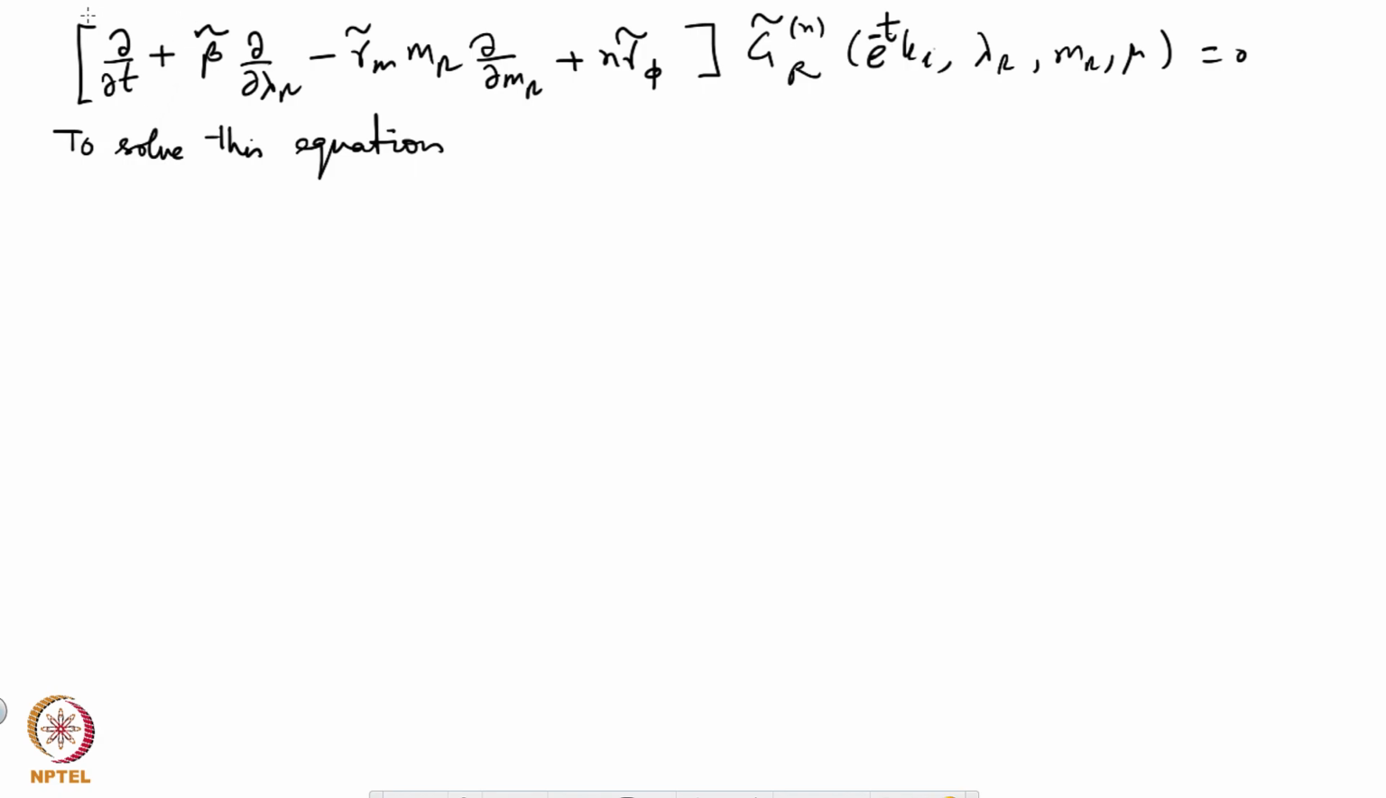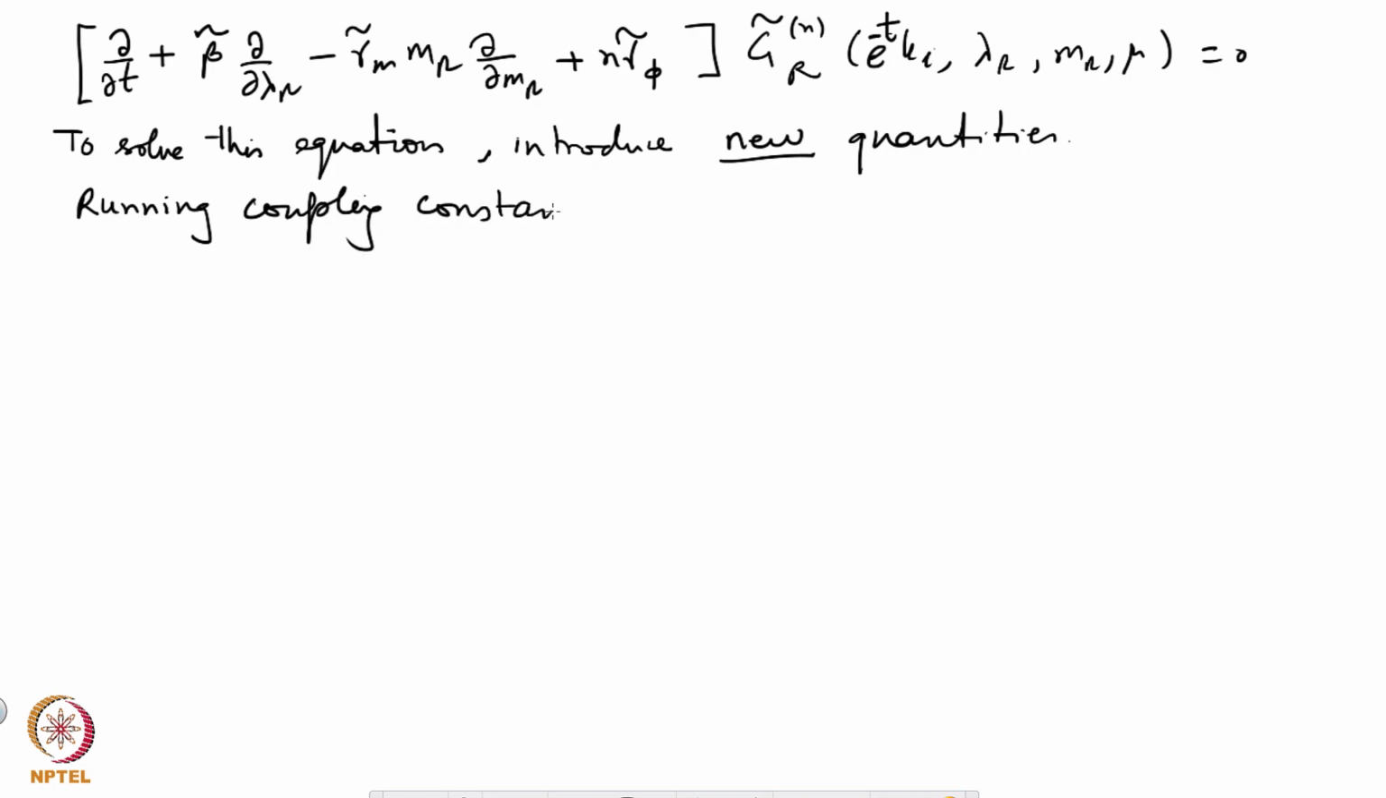So now the scale is t. Instead of S, the scaling variable is t. To solve this equation, I will introduce new quantities, which are called running coupling constant. This is something new that I'm going to define. It has not been defined already.